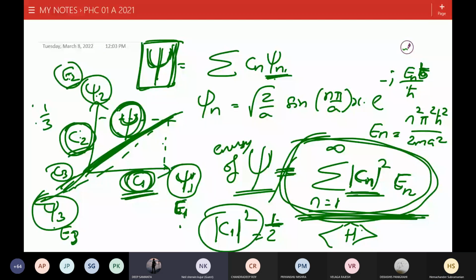Suppose you're given this psi, and we don't know in how many dimensions it has components E1, E2, E3 and so on. But if we measure it, suppose 100 times, as you said, we get E1 a certain number of times, E2 a certain number of times, E3 a certain number of times. Exactly. And whatever summation we get after taking the average will always be less than the summation n equal to 1 to infinity Cn squared En. Very good. Exactly. That is exactly how you do it.